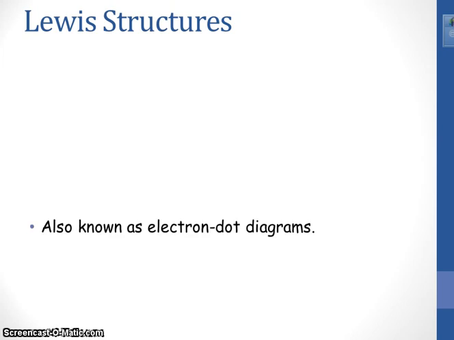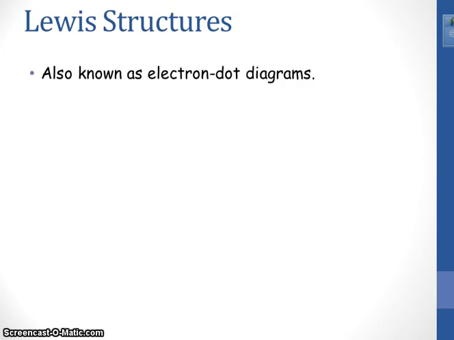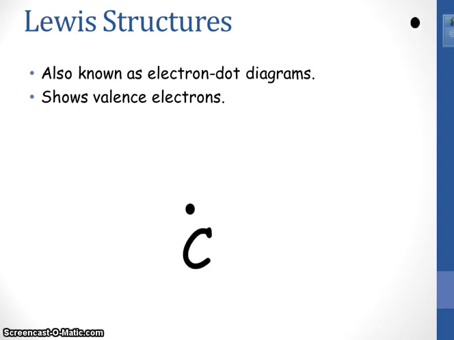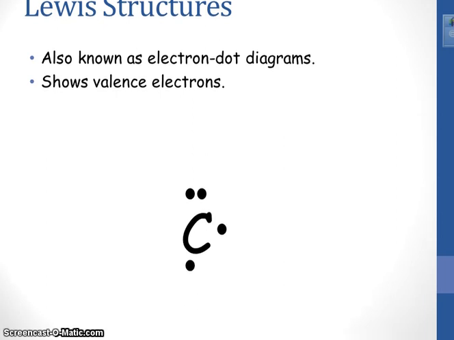Lewis structures, also known as electron dot diagrams. They show the valence electrons. Later in the video we will go over specifically how to create a Lewis structure.